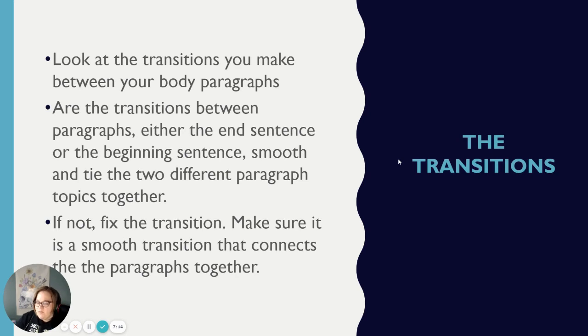Last but not least, we want to look at the transitions between the body paragraphs. Are the transitions between paragraphs, either the end sentence or the beginning sentence, smooth and tie the two different paragraph topics together? So do they connect the points together? You don't jar from each point. You smooth like peanut butter flowing along on a sandwich. If you don't have transitions, fix the transitions. Make sure it is a smooth transition that connects the two paragraphs and the two points together.